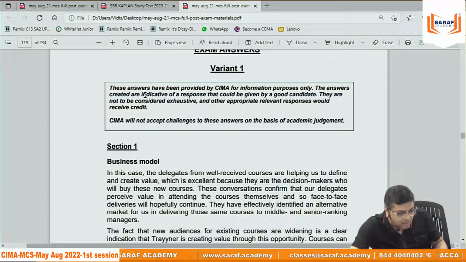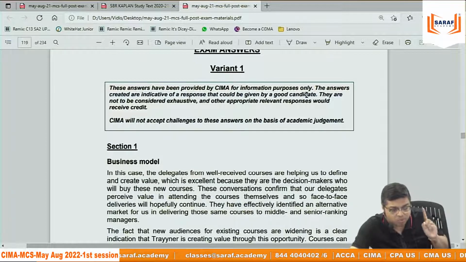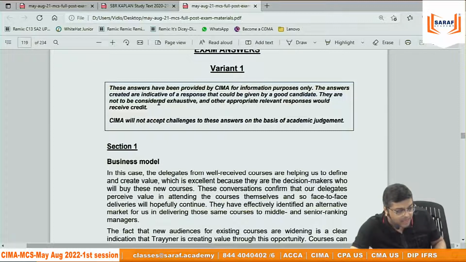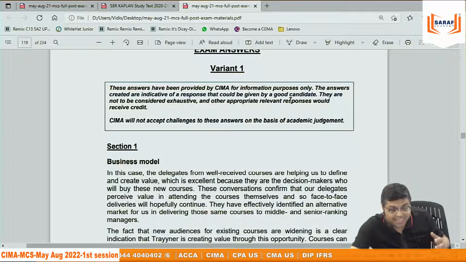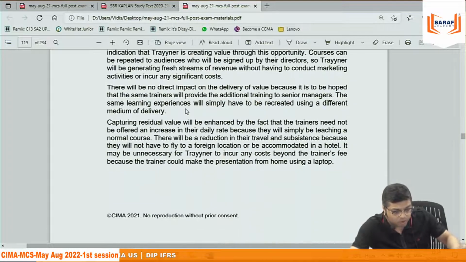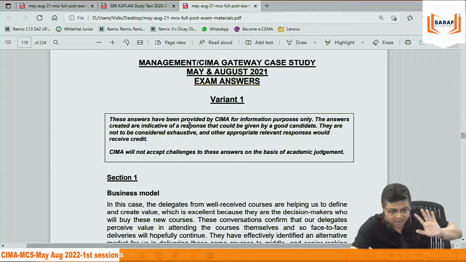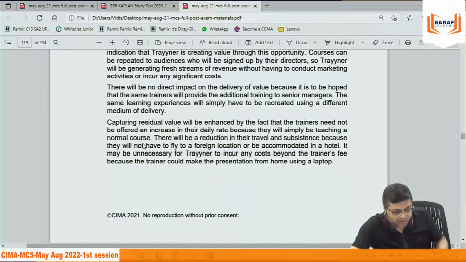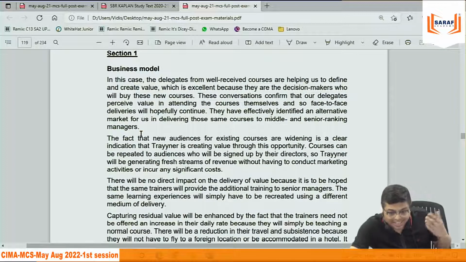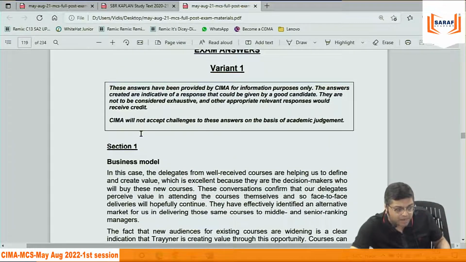What they are saying is, these answers have been provided by CIMA for information purposes only. The answers created are indicative of a response that could be given by a good candidate. They are not to be considered exhaustive. It's not that four paragraphs, four different things they have written, that means other points are not possible. Other appropriate relevant responses would receive credit. Even if you write something which is not written here, but which is logical, you will be given marks.